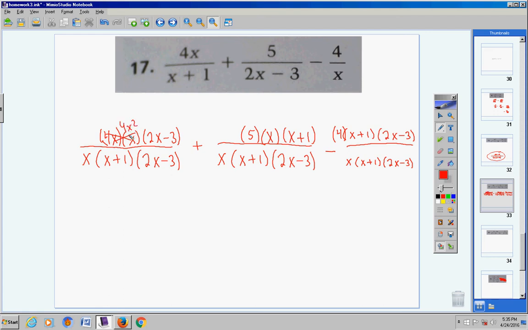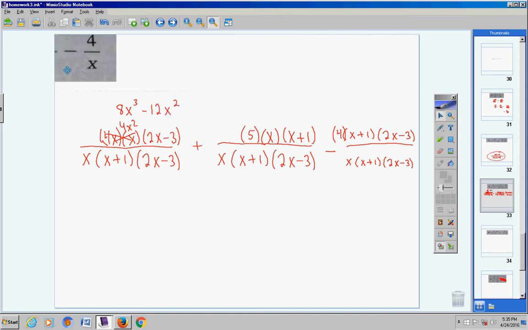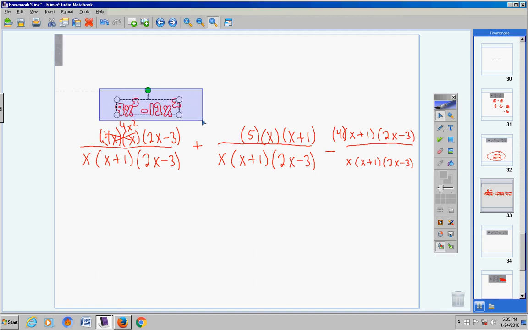Now take 4x squared and multiply it through. 4x squared times 2x is 8x cubed. 4x squared times negative 3 is negative 12x squared. So there's the top, the numerator of my fraction.